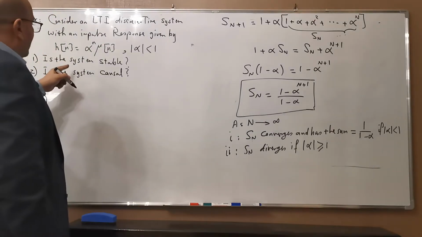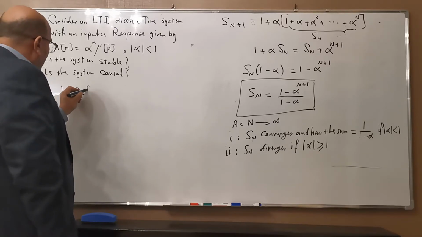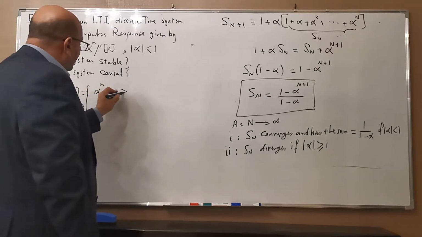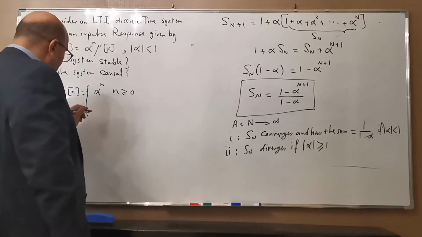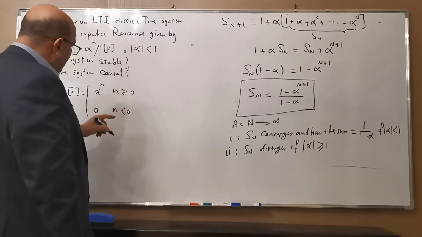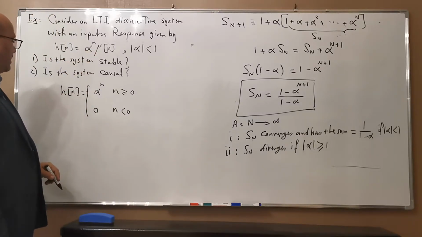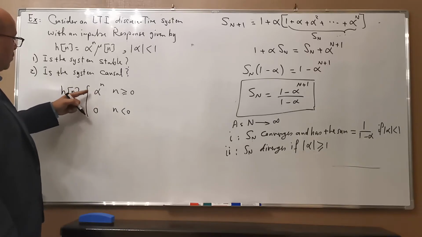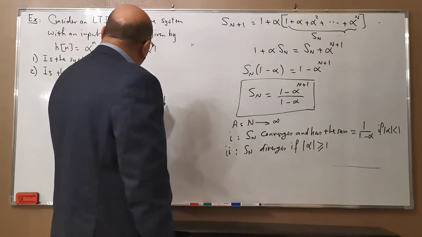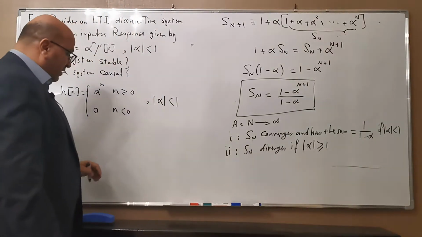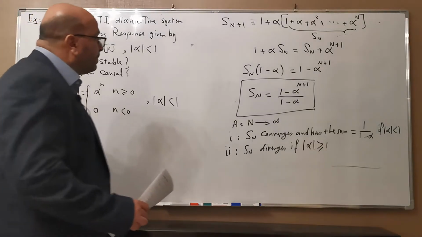Notice that the definition of h of n can be written as alpha to the n for n greater than or equal to 0, and 0 for n less than 0. We can express this by multiplying by mu of n, so this is another way of defining alpha to the n mu of n. And here we have to make sure that the magnitude of alpha is less than 1.